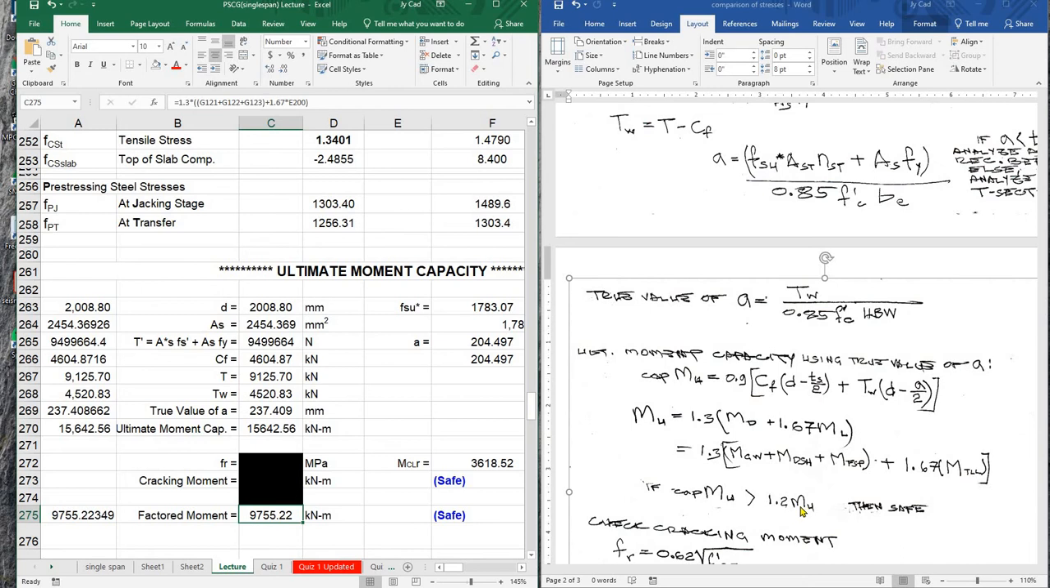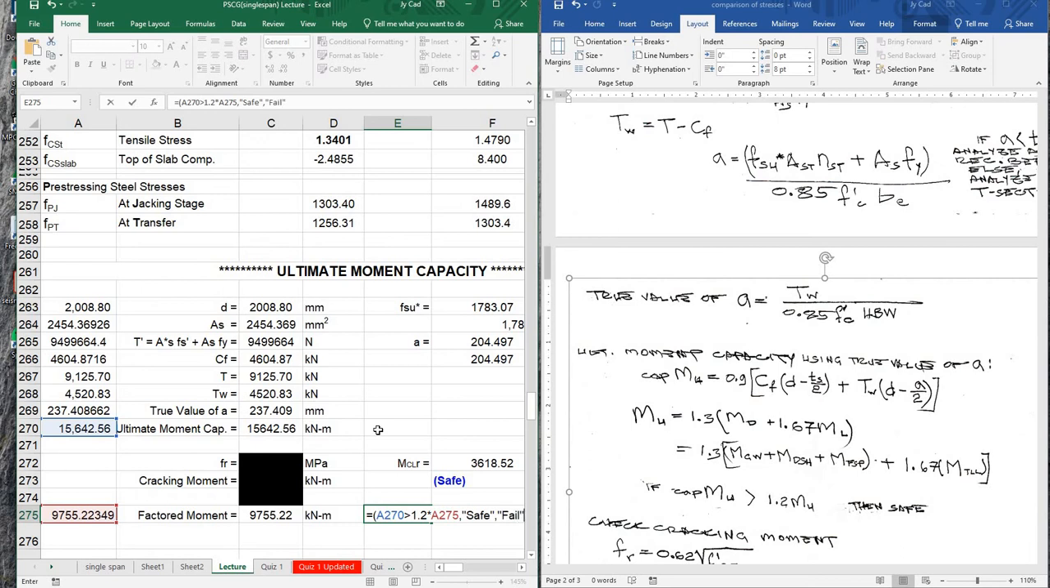Okay, next is i-compare na natin si capacity MU sa ating moment. Ano? Dapat yung capacity MU is greater to your load, which is multiplied by 1.2 or with extra 20%. So to do that, if open parenthesis, capacity MU ito is greater than 1.2 times MU, then print safe, otherwise fail.